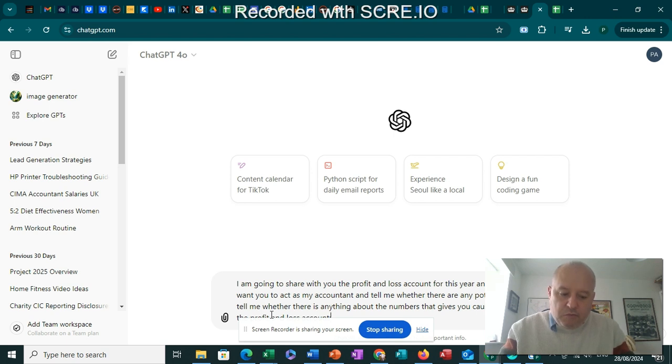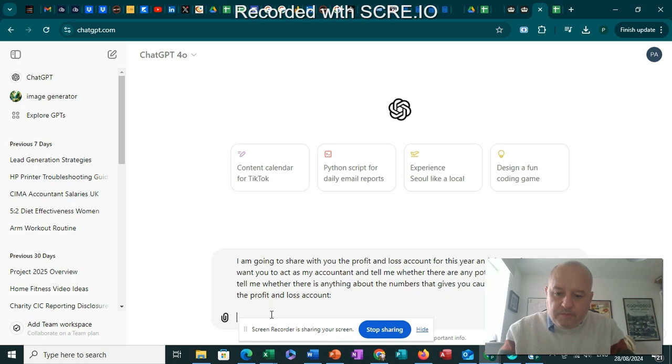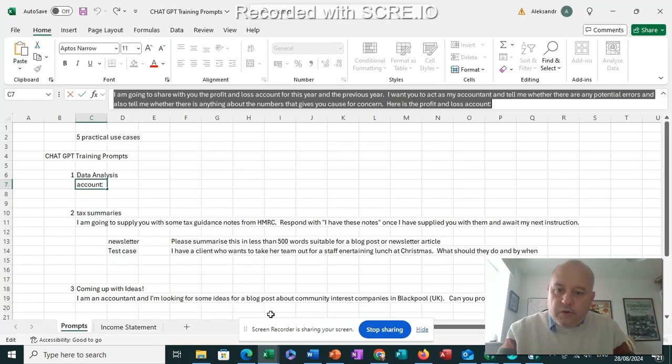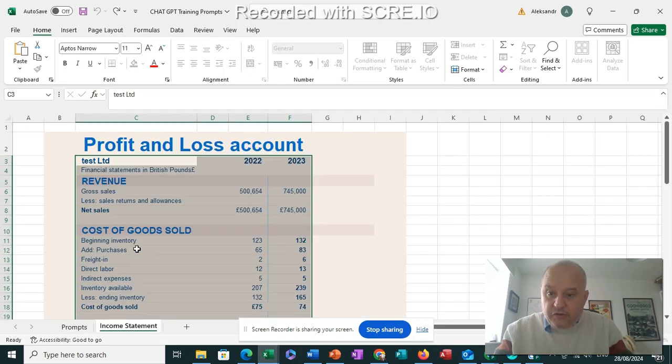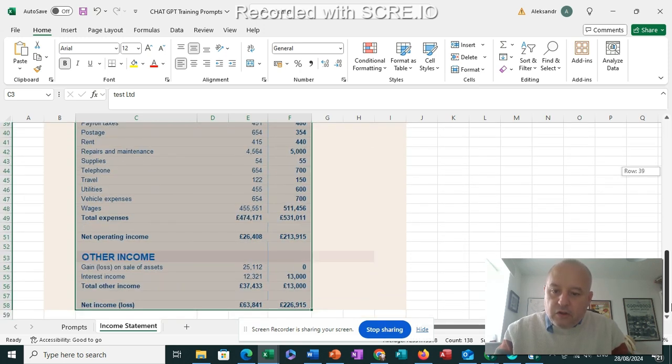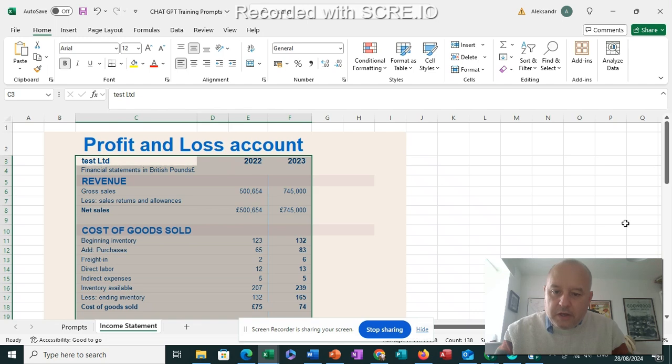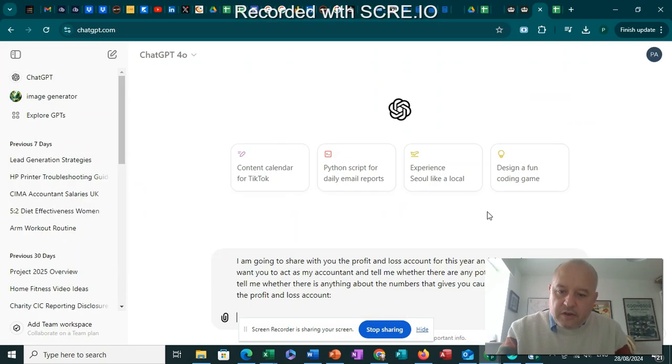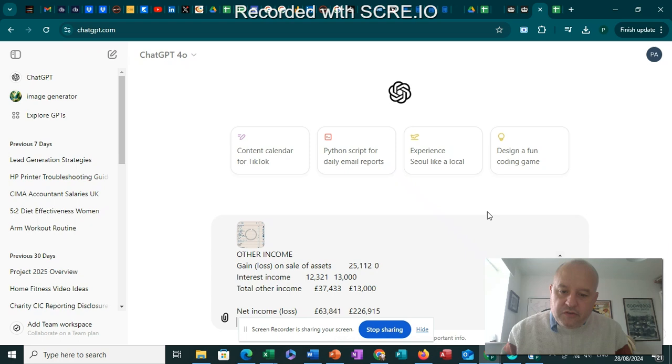And if you press Shift and Enter, it drops down the line. If you just press Enter, it'll send it. Because what I want to do now is add the data. So I've just got made up numbers here, just some profit and loss information for a made up company, made up numbers. So I'll copy those and paste it into here, and then send it.